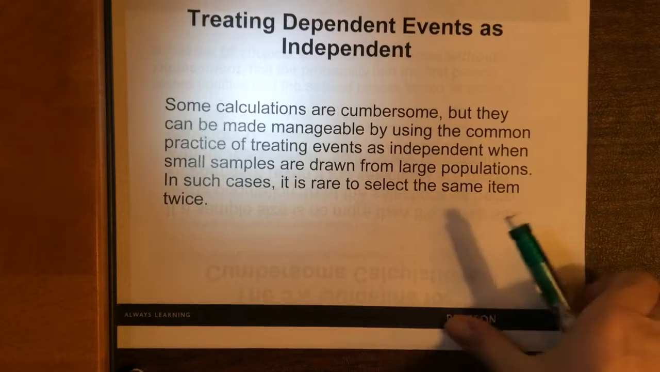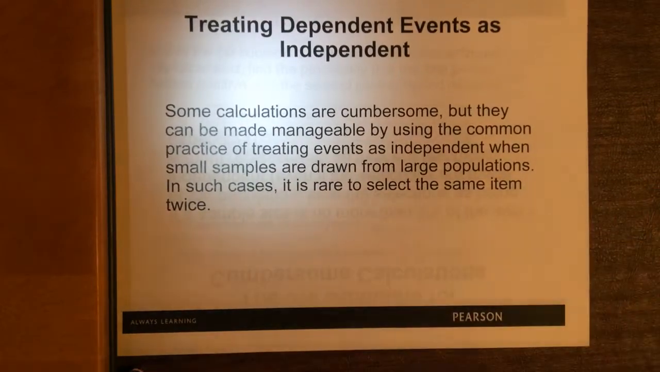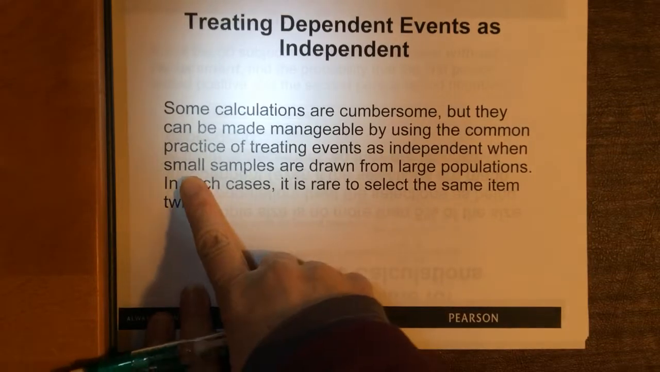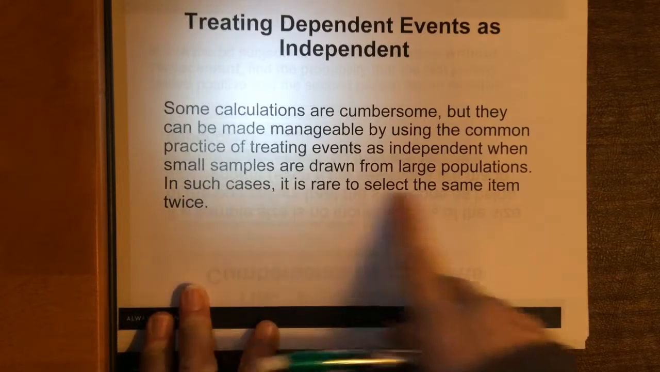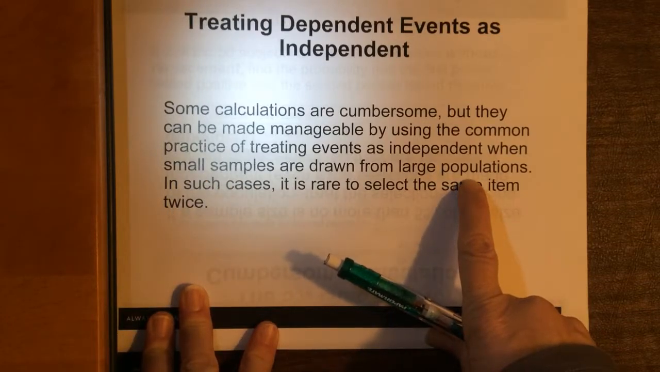So there are times, though, where dealing with dependent events becomes very, very cumbersome mathematically. And if that's the situation, sometimes it is okay to take dependent events and pretend that they're independent. But that's only when you're picking very small samples from very large populations.